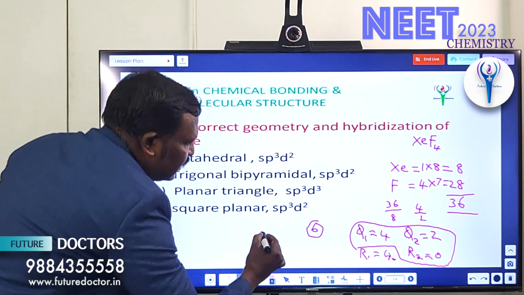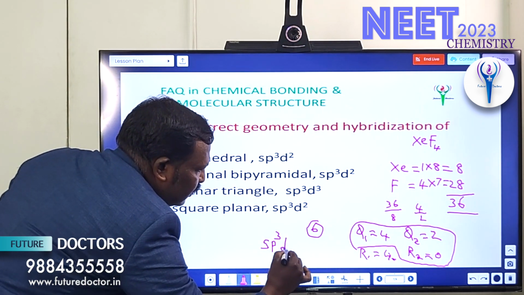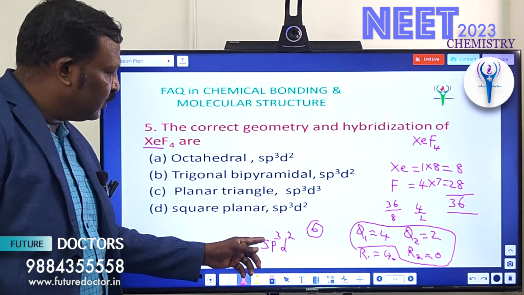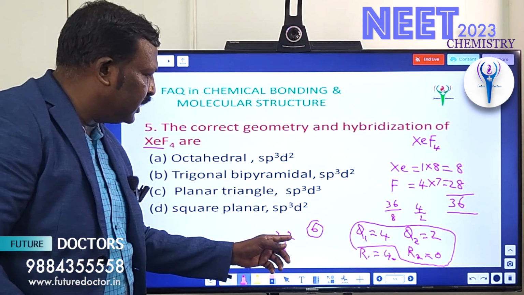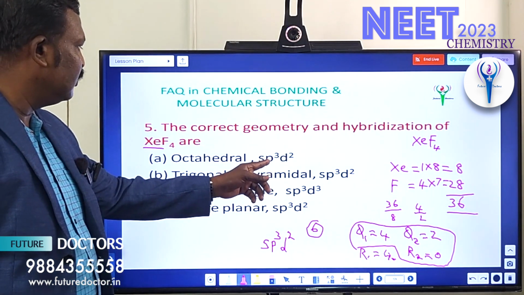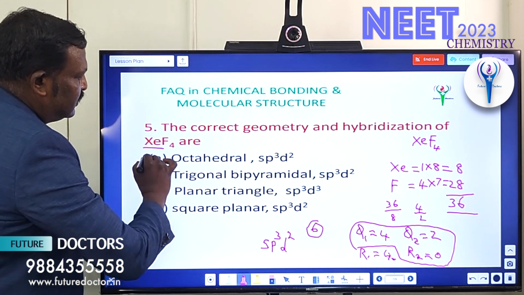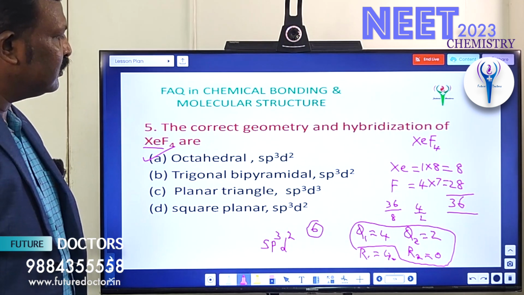6 means 1 s orbital, 3 p orbital, 2 d orbital. You add all this, so 6, which is sp3d2. This is called sp3d2, octahedral. This is the answer. Are you following?